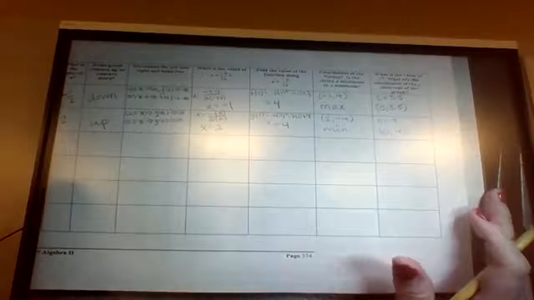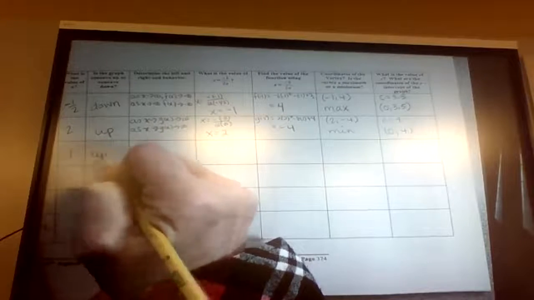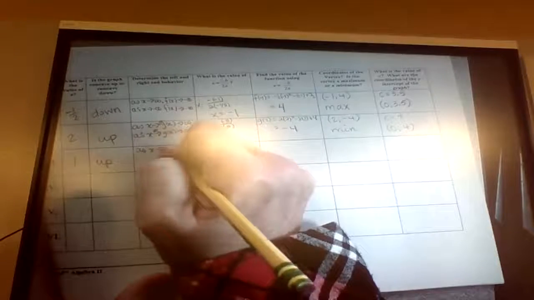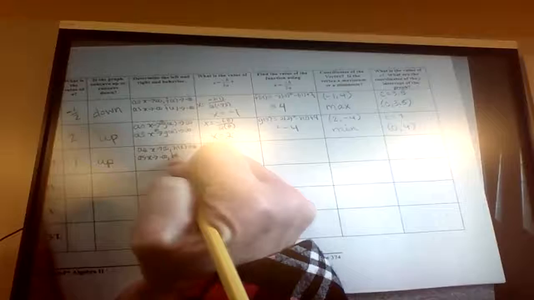All right, number 3. What's A? 1. Does it open up or down? Up. And your end behavior, as x is approaching infinity, what's happening to h of x? Infinity. And as x is approaching negative infinity, what's happening to h of x? Approaching infinity.